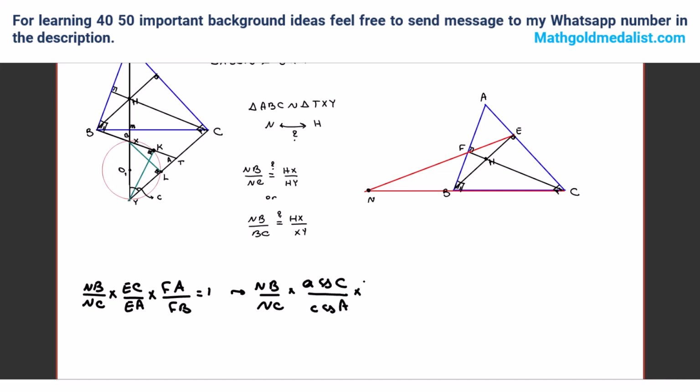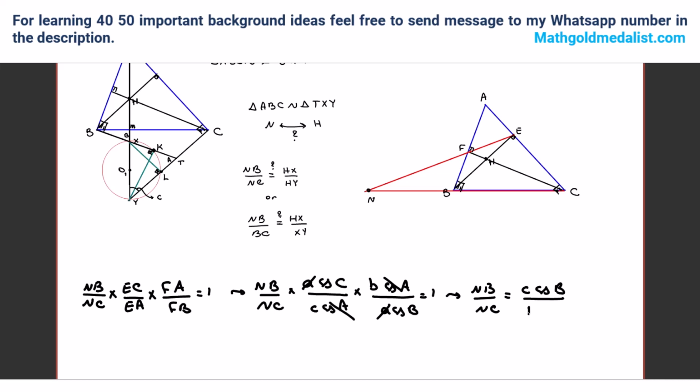FA is B cosine A. Yes. BF is A cosine A. Exactly. And we can cancel A cos A, right? So NB over NC is equal to C cosine B over B cosine A, right?